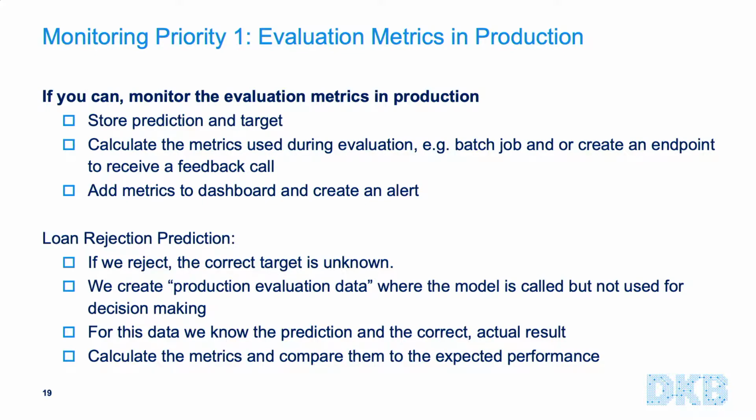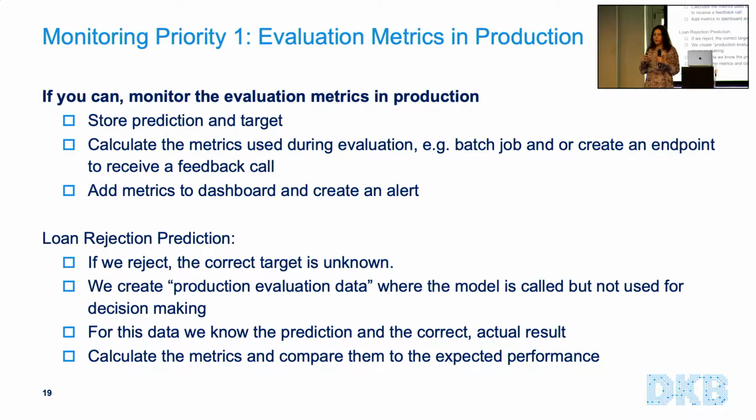alert. So in our case, with a loan rejection prediction, if we reject a person because, let's say, you want 30,000 for your cool new car, and we look at your credit report, it's like, yeah, no. Then we would reject you, but we would never know if the model made the correct prediction.